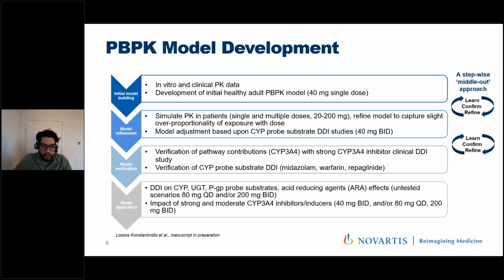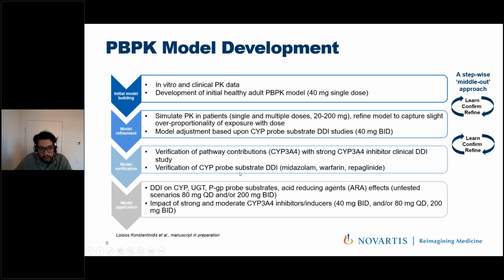In the next step, the model was refined by simulating the PK in patients after single and multiple doses in a large dose range covering 20 to 400 milligram total daily dose, with either 20 up to 200 milligram BID. And then, when the model was able to capture appropriately the exposure with the dose, further model adjustments were performed in order to calibrate our model to predict the drug-drug interaction with CYP probe substrates at 40 milligram BID.